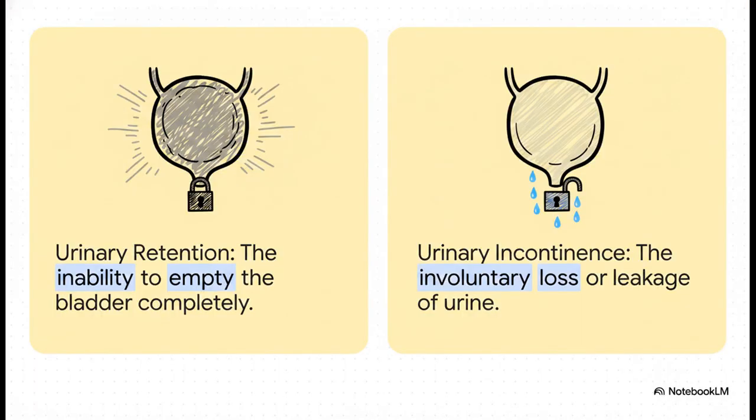So check this out. These are really just two sides of the very same coin. On one hand, you've got urinary retention. Basically, the bladder just can't empty all the way. It's holding on to too much urine. And on the flip side, there's urinary incontinence, or UI, which is the exact opposite, that involuntary loss of urine. It's a loss of control. The easiest way to remember it? Can't go versus can't stop.